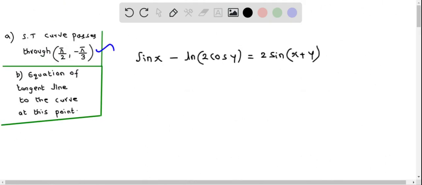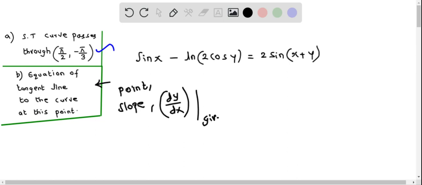We now find the equation of the tangent line to the curve at this point. To find the equation of the tangent line, we need two pieces of information: a point, as well as the slope of the curve at that point. We are already given the point, (π/2, −π/3), and we need to find the slope. We can find the slope by finding the derivative of y with respect to x at the given point. This is basically the slope of the tangent line.